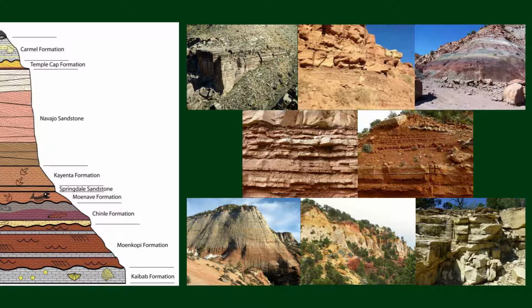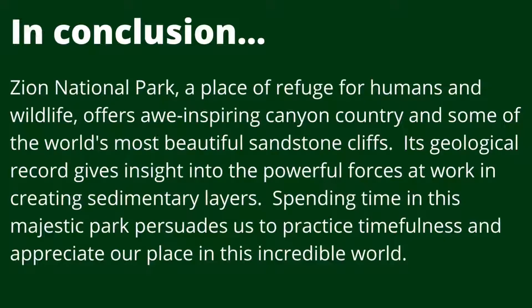And finally, the youngest of these layers is the Carmel Formation from the Middle Jurassic period, 170 to 165 million years ago. It was deposited in a shallow sea environment and it contained marine fossils in its limestone. It also has mudstone, sandstone, and gypsum. Much of it has eroded away into the sea.